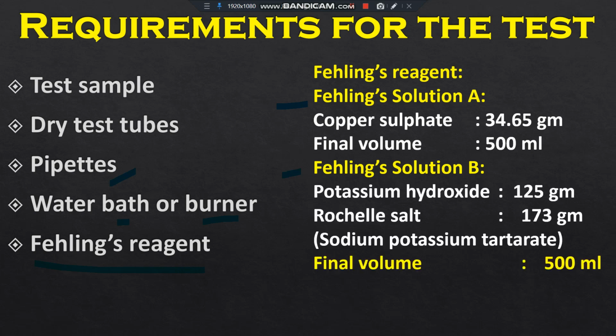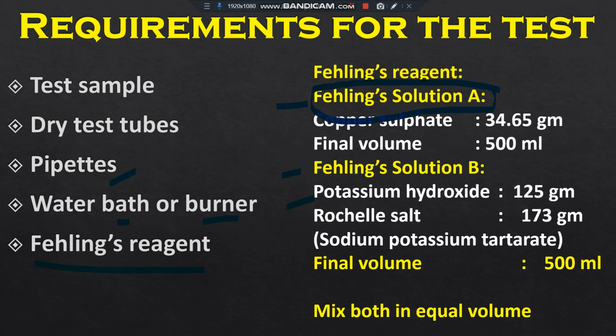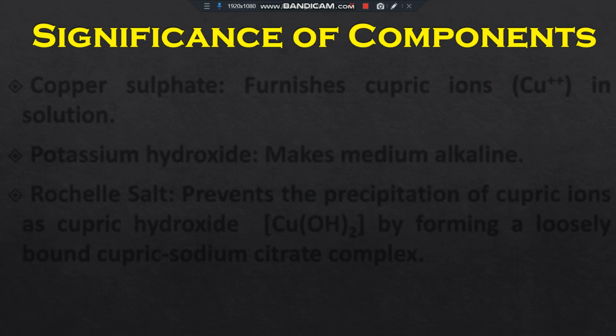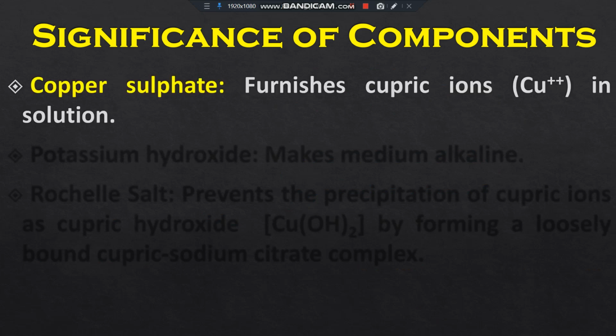Fehling solution B is prepared by dissolving 125 grams of potassium hydroxide, a strong alkali, and the second component, Rochelle salt, also called sodium potassium tartrate, in 500 ml of water. Whenever we perform the test, we mix Fehling solution A and Fehling solution B in equal volume, and that final Fehling reagent is used for our tests.